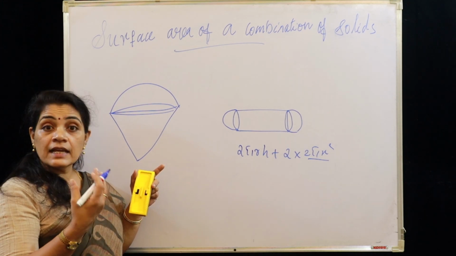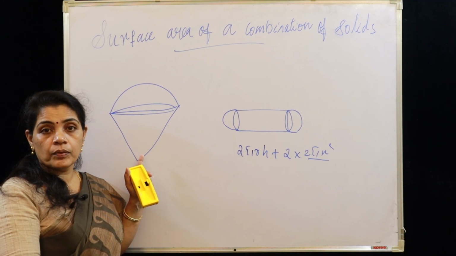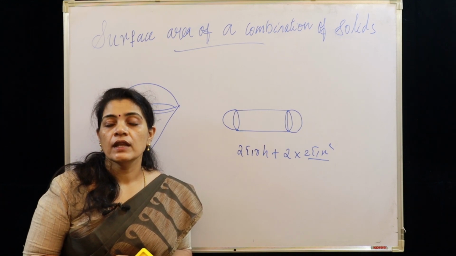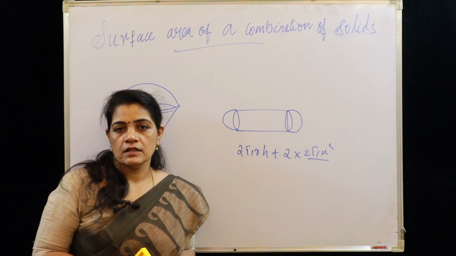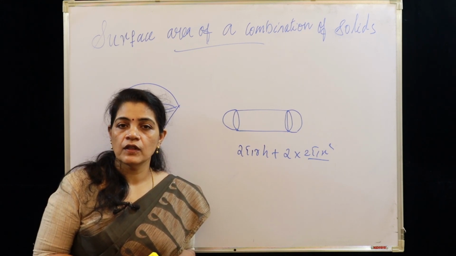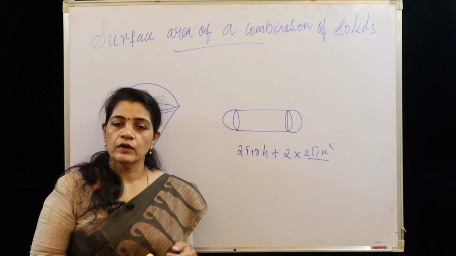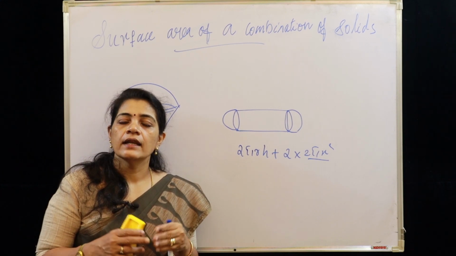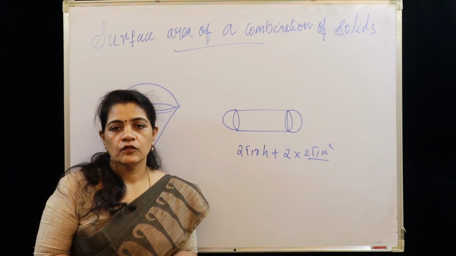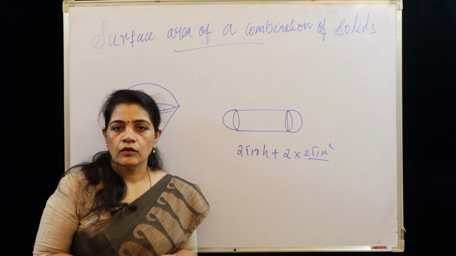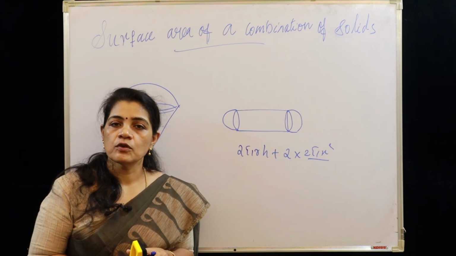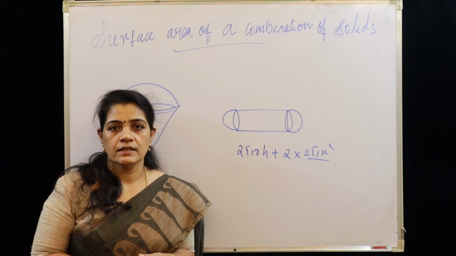Understood? Or in case of a top, this is also a top. So these are the different forms of combination of figures, that is a combination of solids. In that case we have to split and add the CSAs, and that will give you the TSA of the required solid. This is all about the surface area of combination of solids.